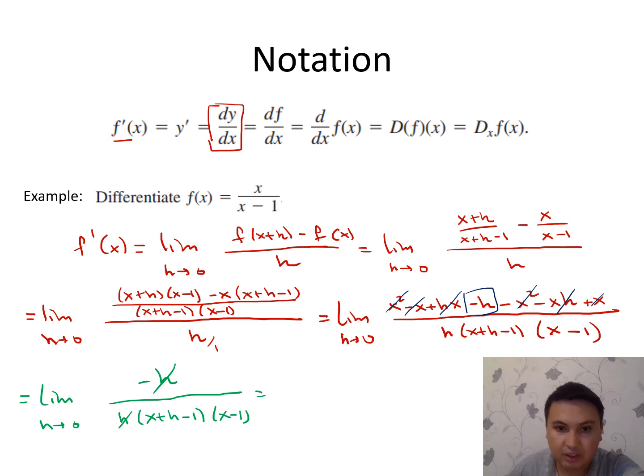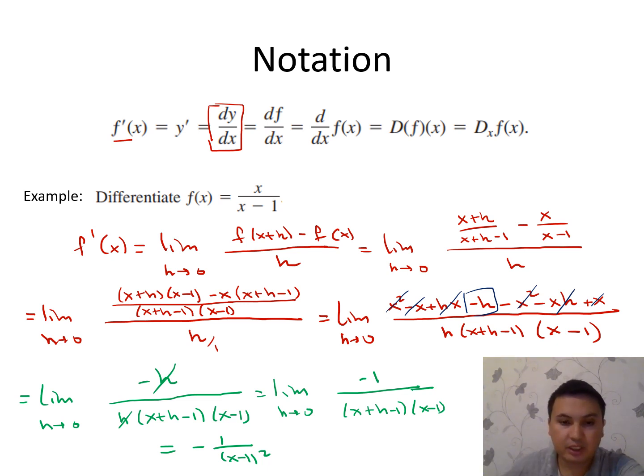So h is cancelled. What we're left with is, here it's minus 1. Here I get x plus h minus 1 times x minus 1. So letting h go to 0, x plus h minus 1 goes to x minus 1. So the bottom becomes x minus 1 squared, right? So I get minus 1 over x minus 1 squared. So that's the derivative of x over x minus 1, as long as x is not equal to 1, right? Because at x equal to 1 it's not defined.